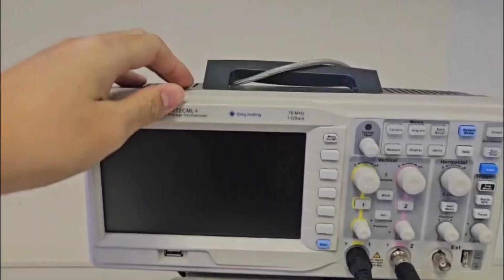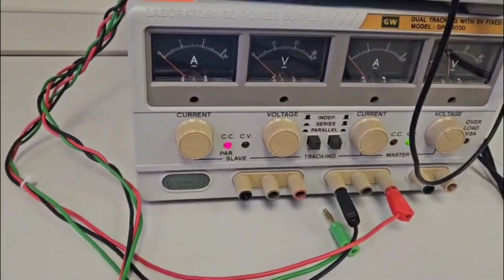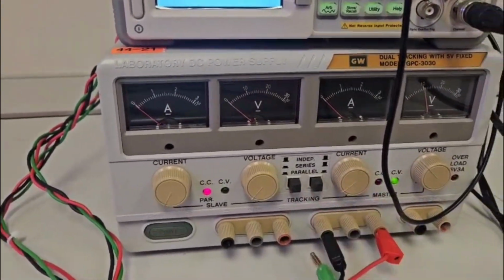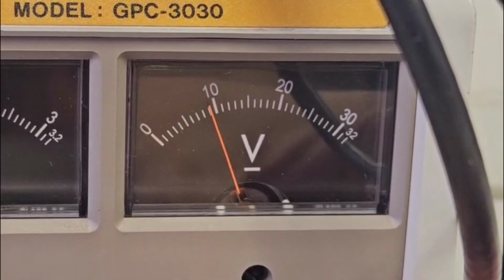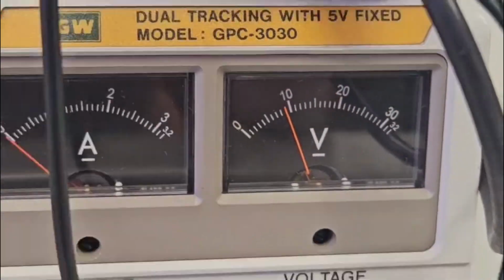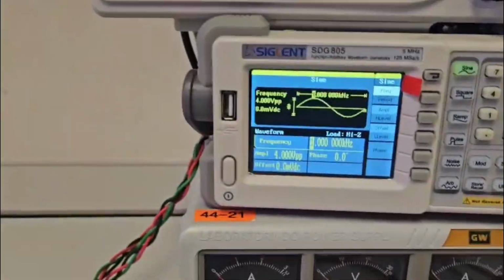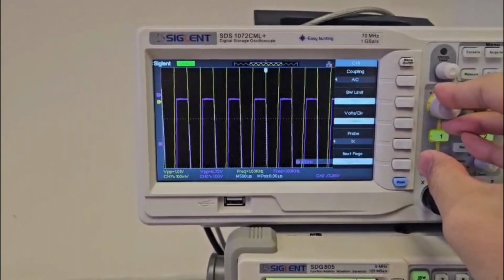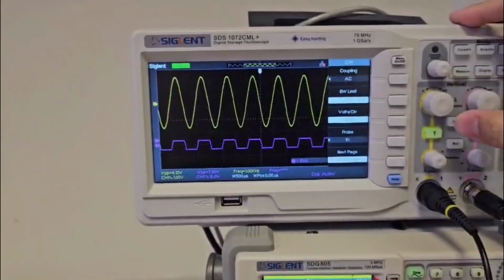So firstly, you have to turn on all the appliances. Then you have to make sure that the power supply is in independent mode, not series nor parallel. And afterwards, you adjust the voltage till it reaches 9 volts. Then you make sure that your function generator's output is turned on. Then you look at the oscilloscope's monitor, turn the knobs to adjust the size of the sine wave, and make sure it is in AC mode to get a better reading.